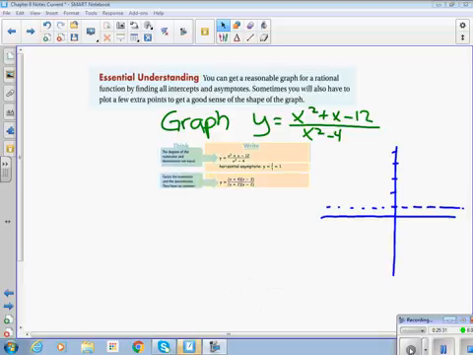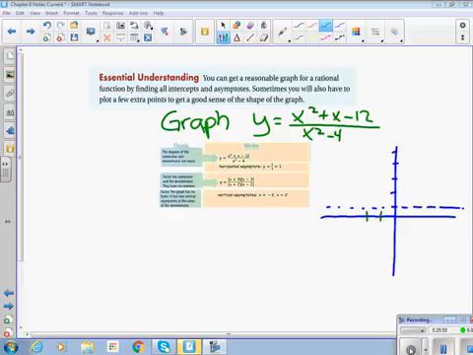We're going to factor the numerator and the denominator, and then we can identify any holes or discontinuities or vertical asymptotes. So we get x plus 4 times x minus 3 over x plus 2 times x minus 2. Because nothing cancels out, it leaves us with the vertical asymptotes at x equals -2 and x equals 2. So I know no matter what happens on this graph, I'm not going to touch those asymptotes.